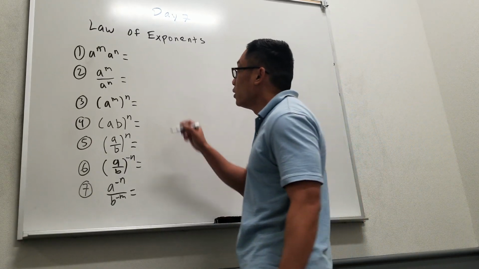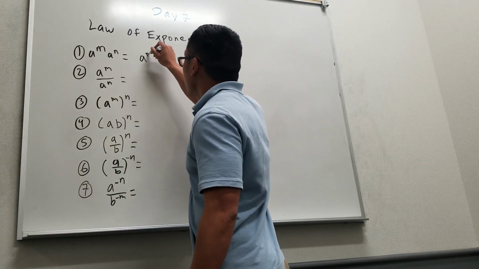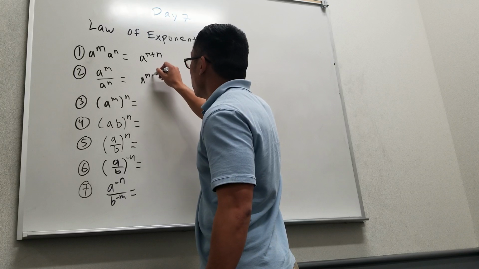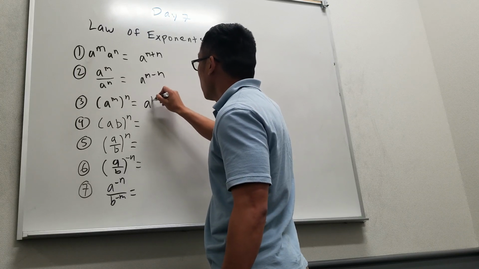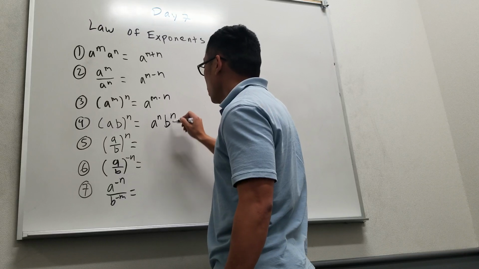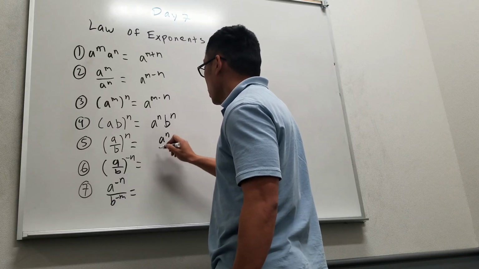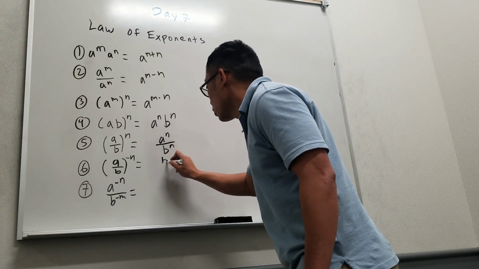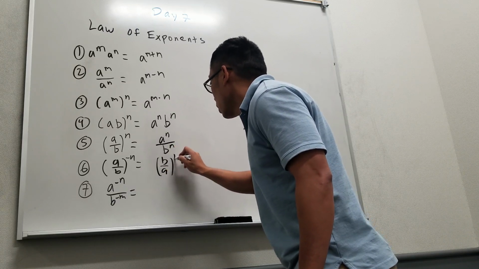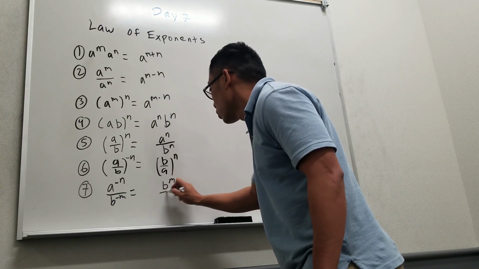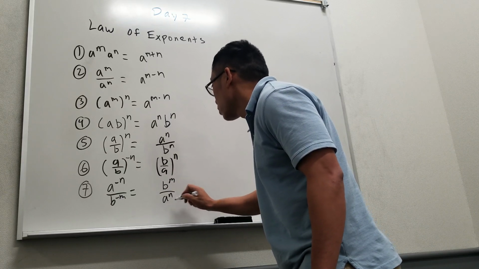Okay. So this one would be a to the m plus n, right? This is a to the m minus n. This is a to the m times n. This is a to the n, b to the n. This is a to the n, b to the n. This one was going to be b over a to the n. This one is going to be b to the m over a to the n.